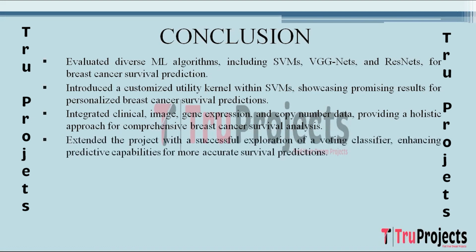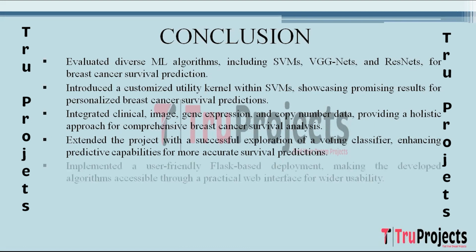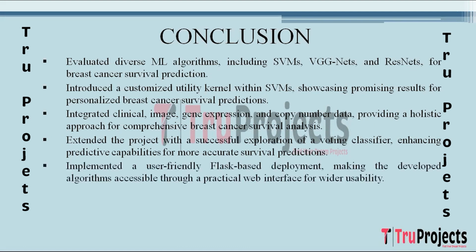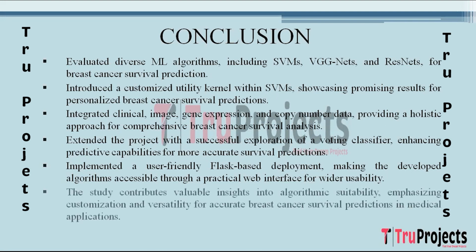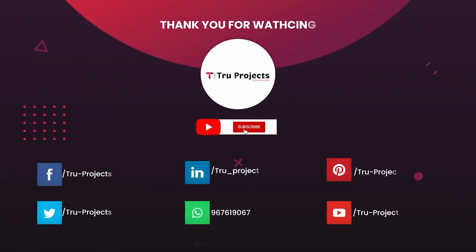The project's extension efforts include exploring a voting classifier which has demonstrated promising results. This addition enhances the predictive capabilities, underscoring the project's commitment to refining breast cancer survival predictions through innovative approaches. And the implementation includes a Flask based deployment showcasing the practical application of the developed algorithms in a user friendly web interface for wider accessibility and usability. And the project provides valuable insights into algorithmic suitability for breast cancer survival prediction, emphasizing customization and versatility for accurate predictions in medical contexts.